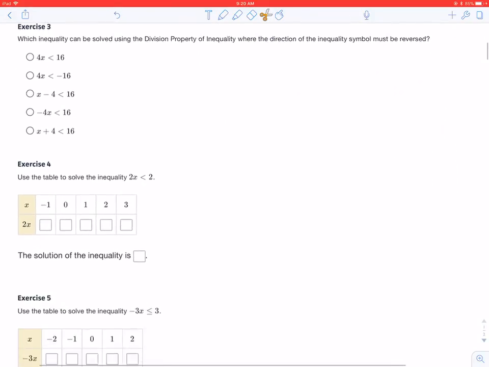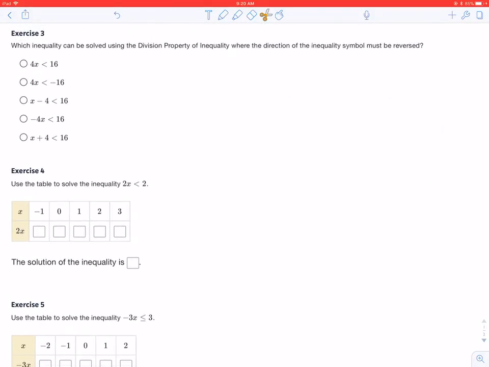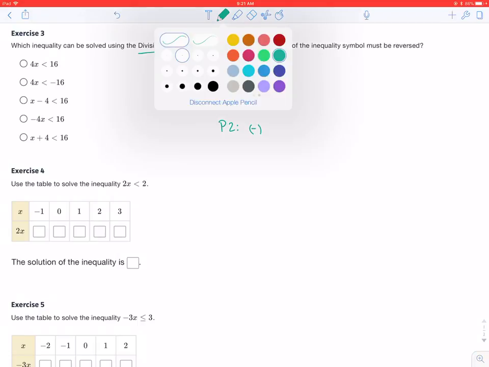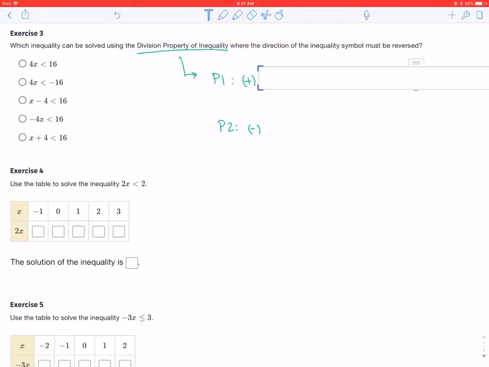All right, moving on to the next one. Which inequality can be solved using the division property of inequality, where the direction of the inequality must be reversed? So the division property of inequality, we should probably lay out what that means first. And I'm going to put here part 1 and part 2, because there are parts to this division property, particularly when we're using positive numbers, is different from when we use a negative number.